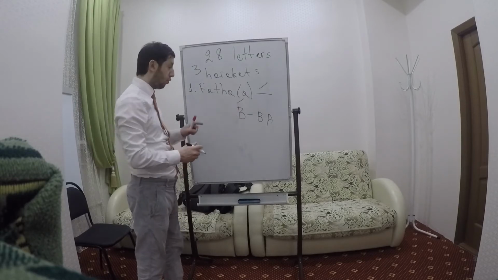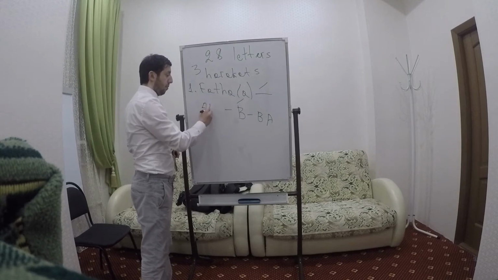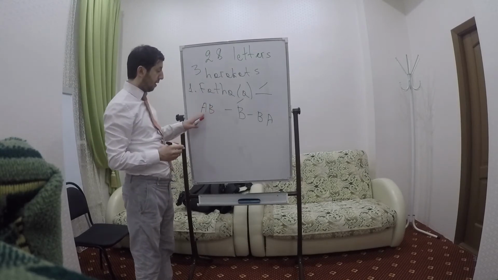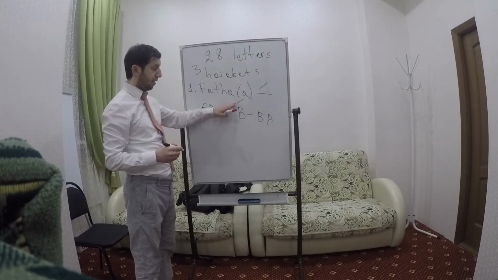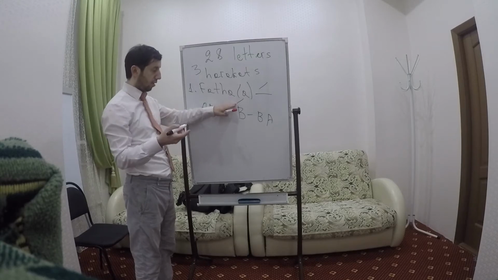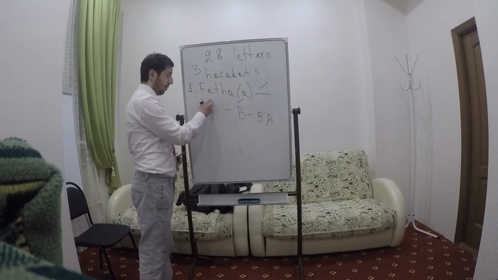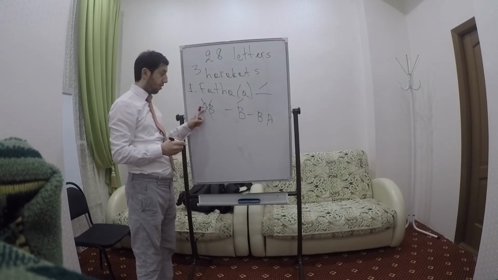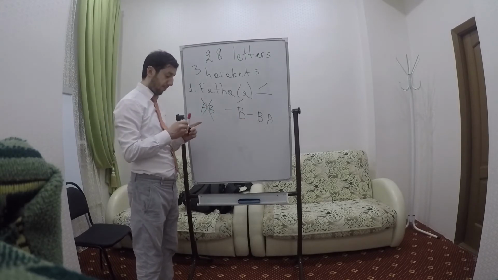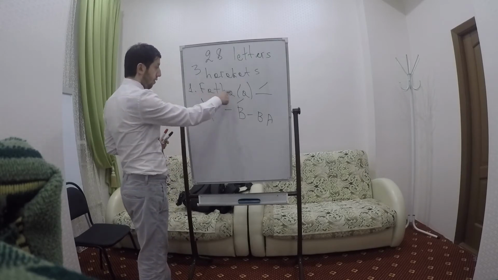Ba, not ab. Some people make a mistake and read first the harakat, then the letter. It's a mistake. It's not true. It's false. Not ab, but ba. It's first the letter, then the harakat.